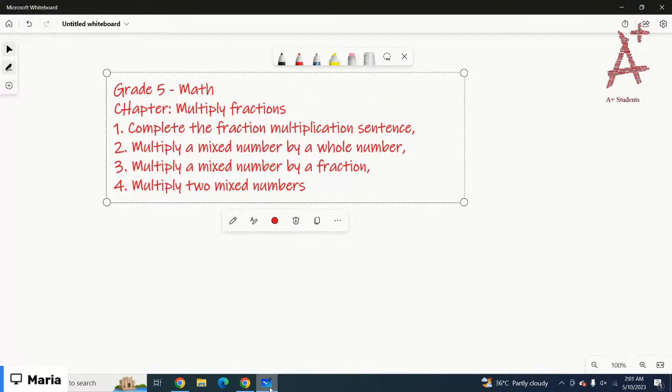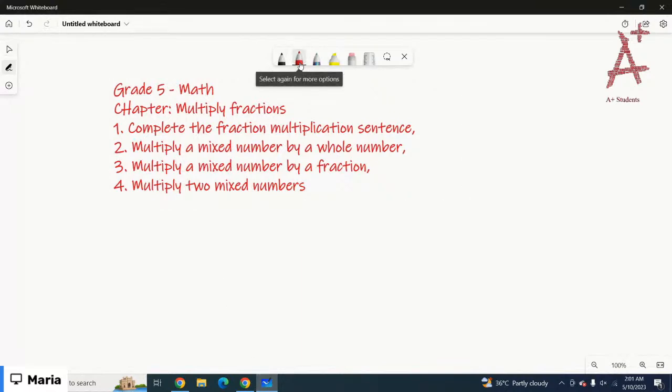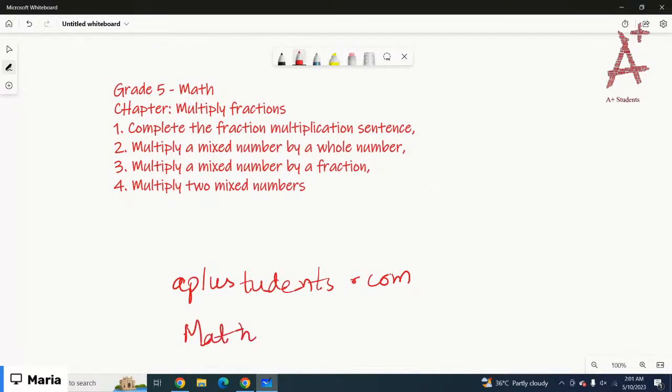We are here for grade 5 maths. You can find all the lessons on aplusstudents.com. You have to log in there using your email address and password provided by the administrator. Then you have to select math from the subject tab. Scroll down to grade 5 and then click on view all lessons.